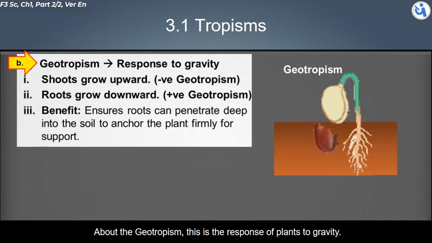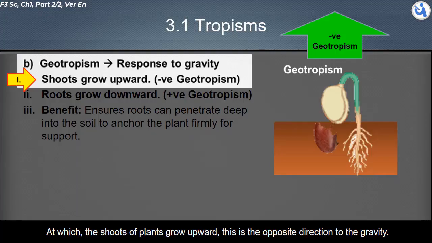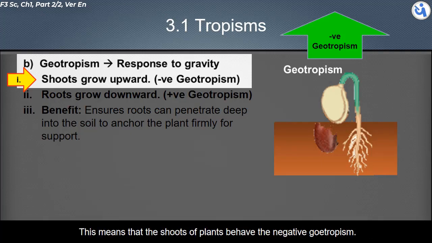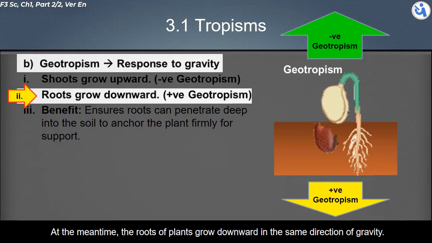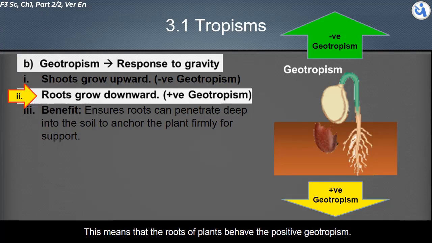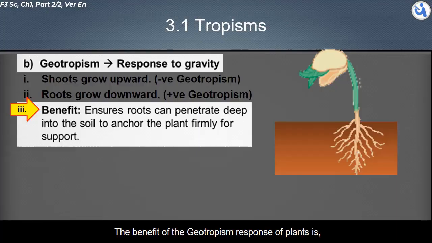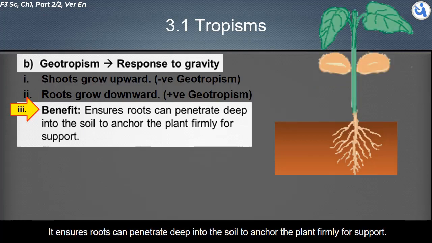About geotropism, this is the response of plants to gravity, at which the shoots of plants grow upward. This is the opposite direction to gravity. This means that the shoots of plants behave with negative geotropism. Meanwhile, the roots of plants grow downward in the same direction as gravity. This means that the roots of plants behave with positive geotropism. The benefit of the geotropism response of plants is that it ensures roots can penetrate deep into the soil to anchor the plant firmly for support.